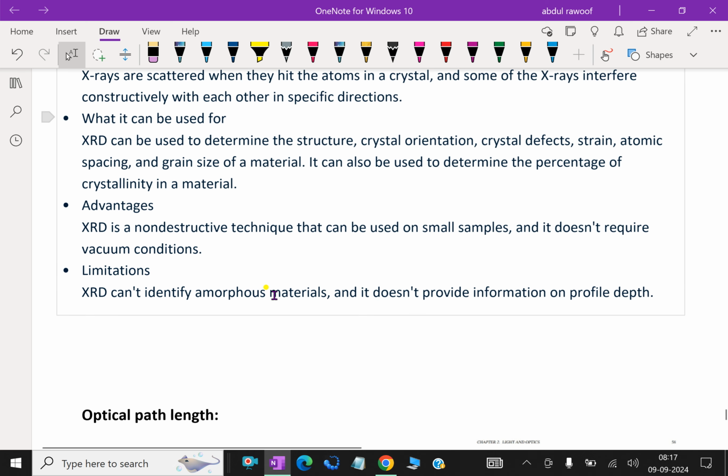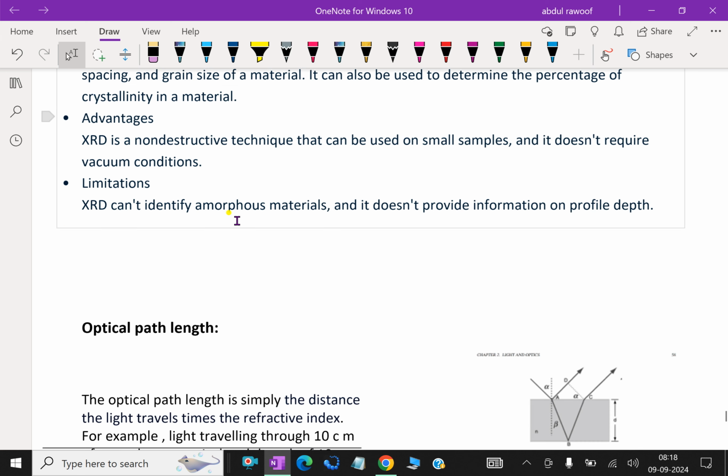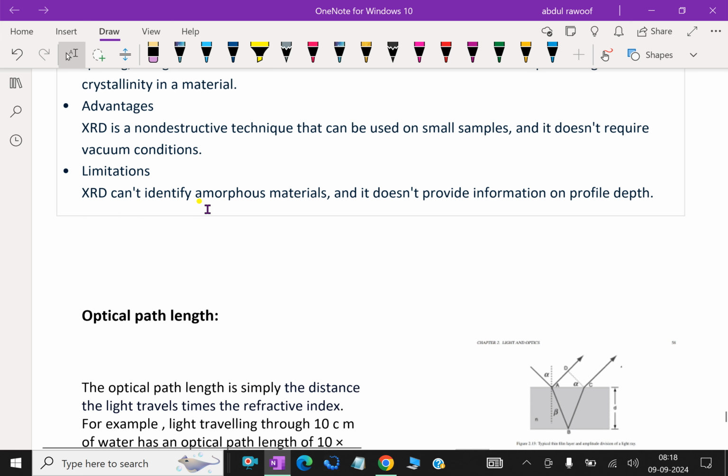What are the advantages? XRD is a non-destructive technique, NDT test, that can be used on small samples, and it does not require vacuum conditions. Also, it has some limitations. XRD can't identify amorphous materials, and it does not provide information on profile depth.